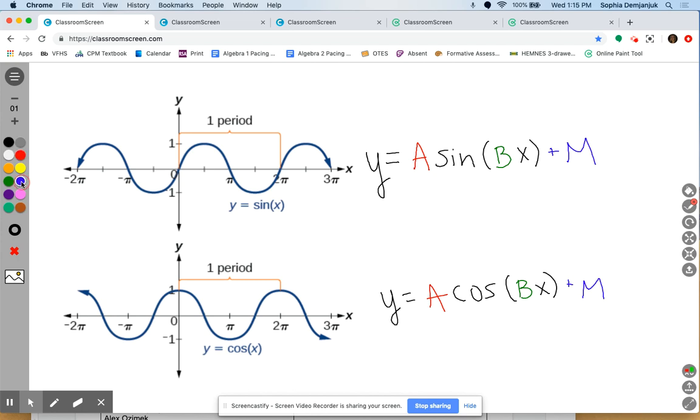Okay, so for this video, we're going to be finding the maximum and the minimum when we're given an equation. There's two really important things that you're going to look at when you're dealing with the maximum and the minimum. First thing that you want to identify is the midline of your graph. That'll tell you where your graph has its middle point.